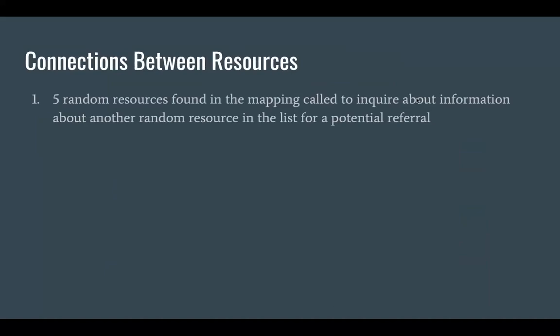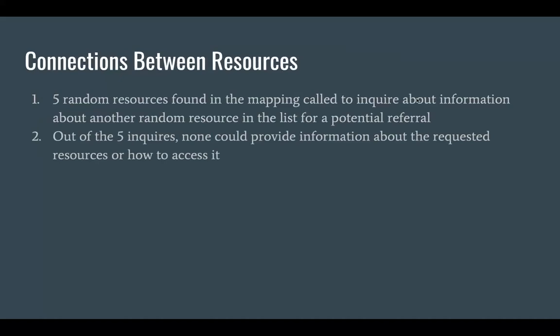But part of that, and ROSC requires us to see, is: are these things actually referring to each other? Are they aware? Are the bilateral connections working? Are they creating a true continuum of care? Or is it just disparate individual resources that have no idea the others exist? So we chose 5 at random that were found in the mapping and called to inquire about information about another random resource in the list for potential referral. And out of the 5 inquiries, none could provide information about the requested resources or how to access it.